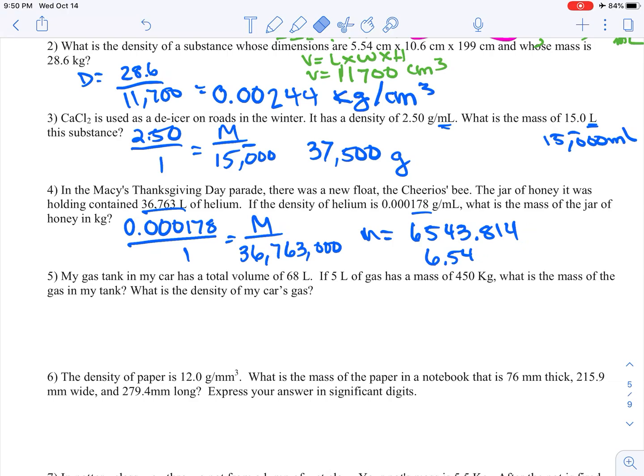Or excuse me, 6.54. That would be kilograms. Okay. If sig figs are tripping you up, that's okay. I hope you're getting the main concept of density.